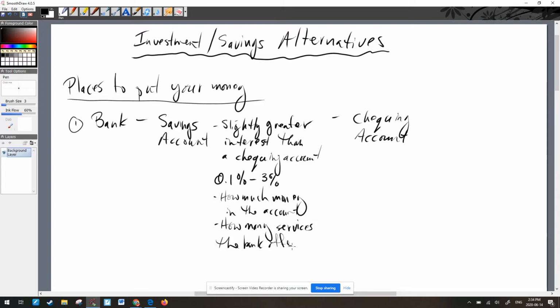Generally speaking, if you're in a higher interest savings account, it has restrictions on it. You're not able to access your money all that frequently, and they probably might not have a physical location you could go in and talk to. It might have to be done entirely online. So certainly those are drawbacks.